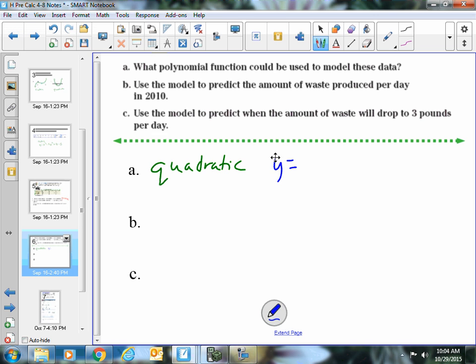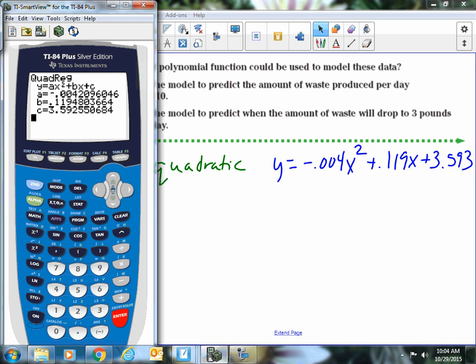So y equals, looks like it would be negative 0.004 times x squared plus 0.119 times x, and then the y-intercept, the constant, is 3.593, I believe, if I'm reading this correctly. Yep, if we round to thousandths, that's what that would be. So that's our model, that's our equation.